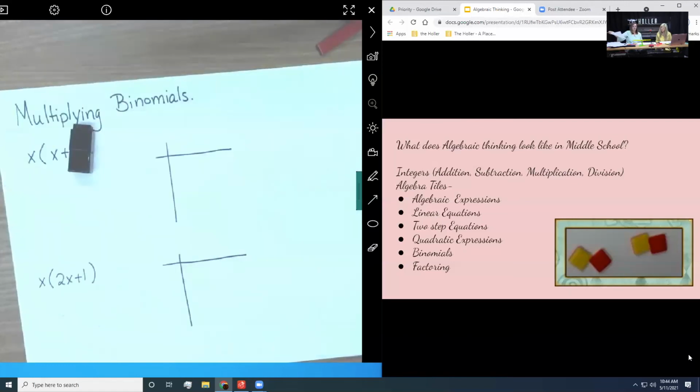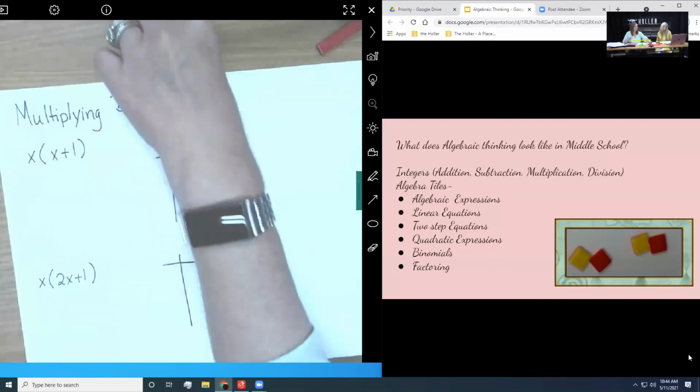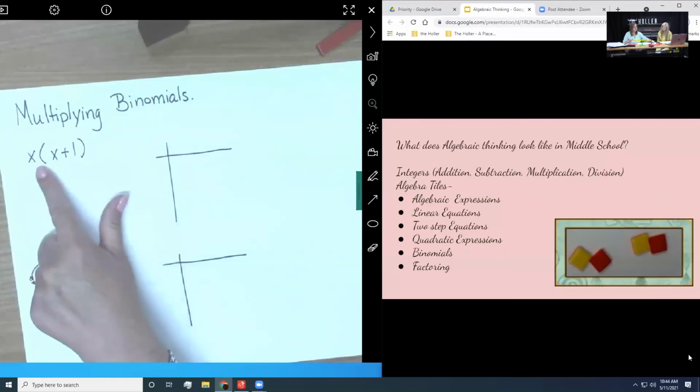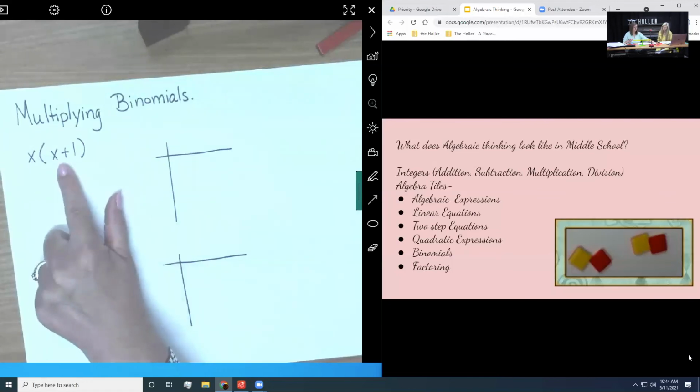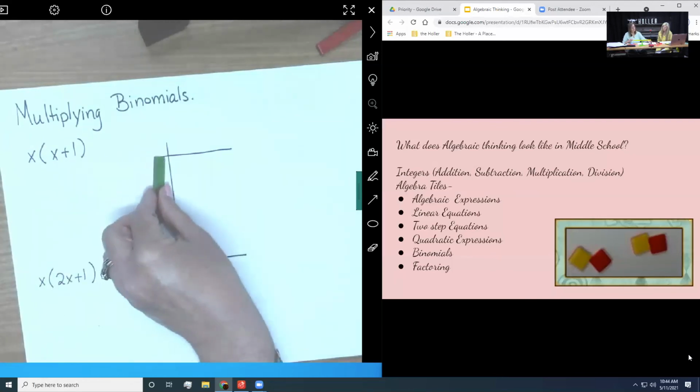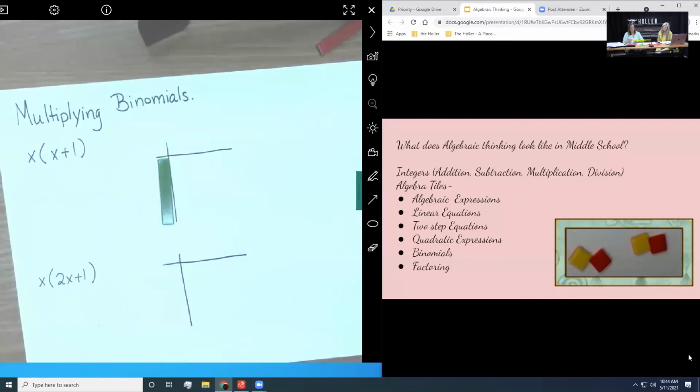Now, these are the fun ones. Oh, these are the cool ones. Now, if I'm doing binomials and I've got an x, and it says x times x plus 1. Got an x here. We've seen this before. Where did you see this at? This reminds me of that area model that we use in multiplication.